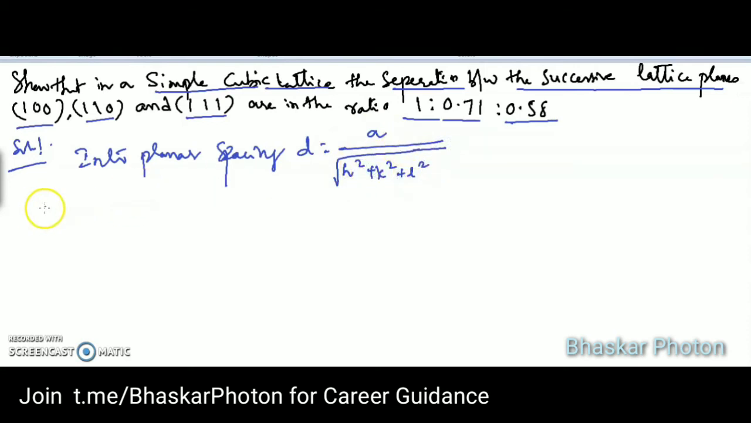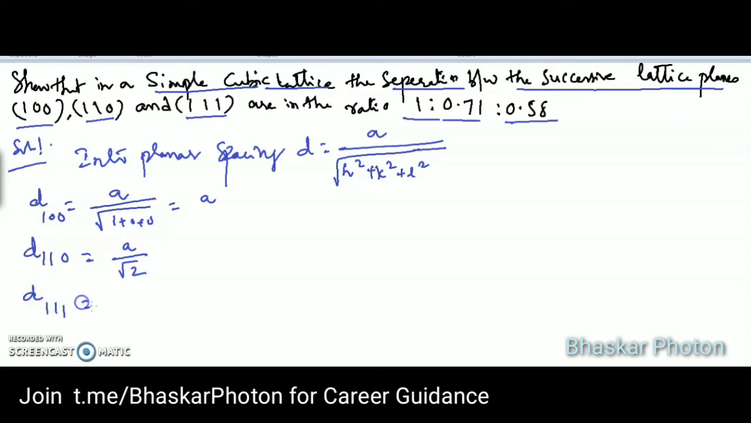Now for example for D100, the interplanar spacing is A divided by root of 1 plus 0 plus 0, that is nothing but A. Then similarly you calculate for different planes, that is interplanar spacing of D110 plane, that is A divided by root 2. Then similarly you calculate the interplanar spacing for the other plane, that is 111 plane, that is A divided by root of 1 square plus 1 square plus 1 square, that is A divided by root 3.